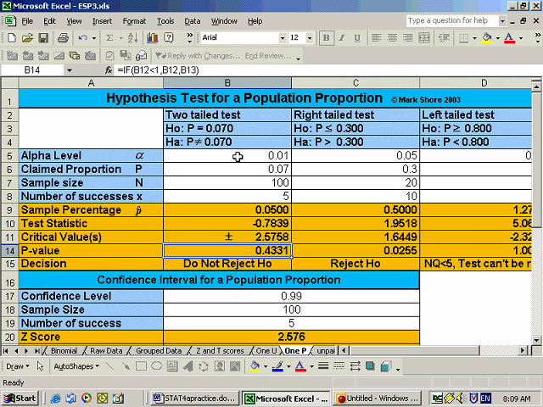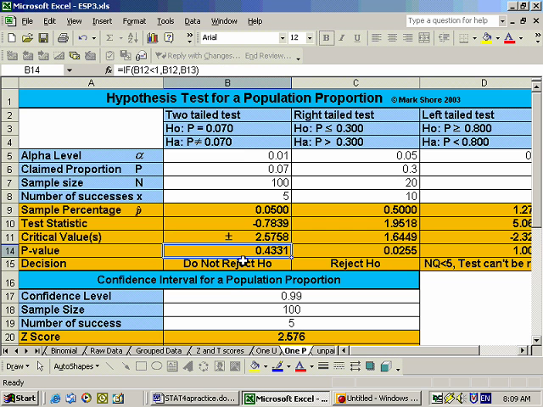Well, since your p-value is greater than your alpha level, you do not reject your null hypothesis. So you would say at the 0.01 alpha level, I was unable to show that the percentage of cat owners that buy their cat's Christmas present was significantly different than 7%. You were unable to show that.